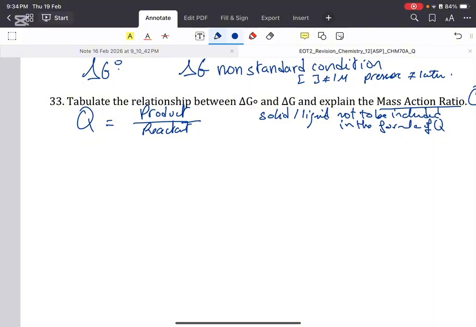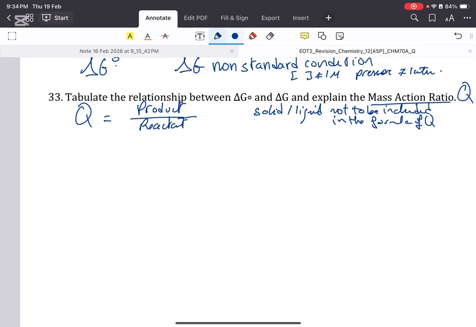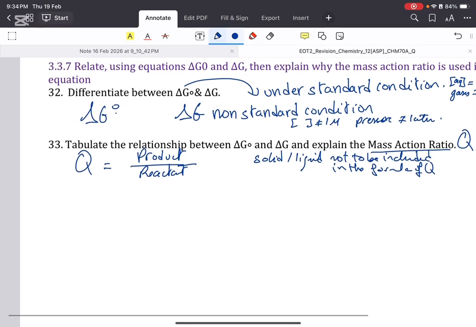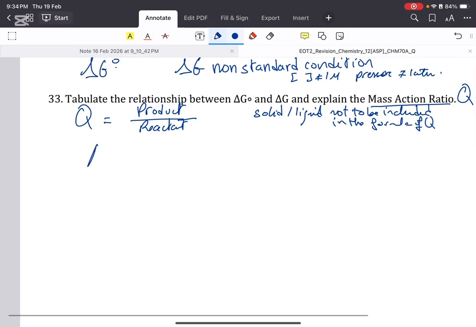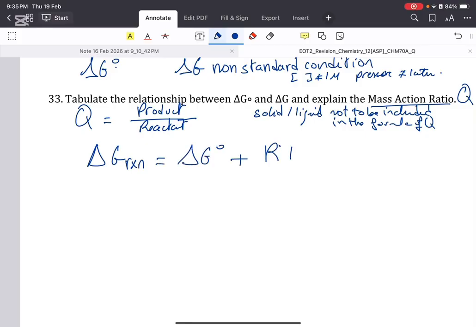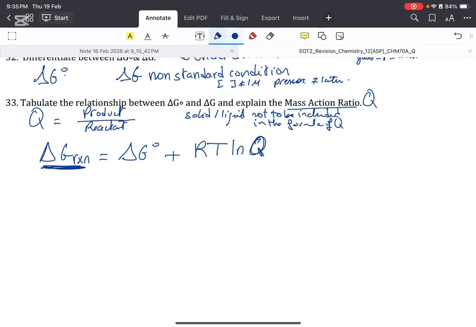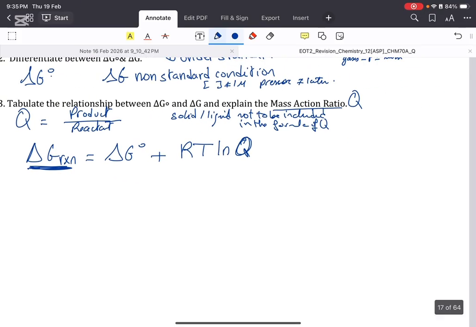Now, what else? Delta G and delta G standard. Delta G standard is at standard conditions, and delta G is the actual when the conditions are not standard. Now we have this formula, like the deviation: delta G equals delta G standard plus RT ln Q. I use the Q because I'm dealing with delta G at non-standard conditions. Now in standard conditions, instead of using Q, I'll be using K.